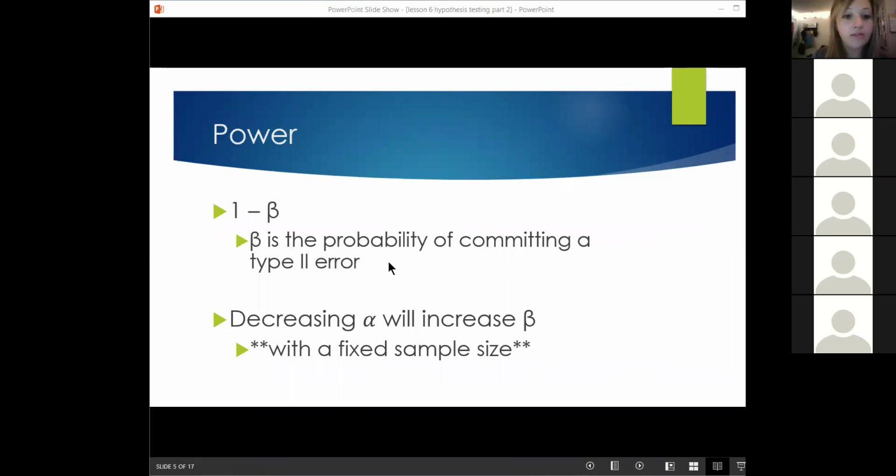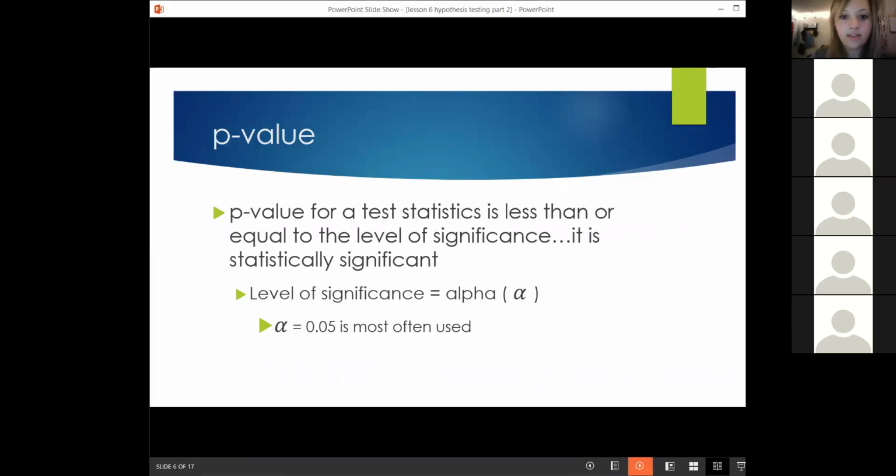So yeah, power is just 1 minus beta, 1 minus the probability of committing a type 2 error. So yeah, power.